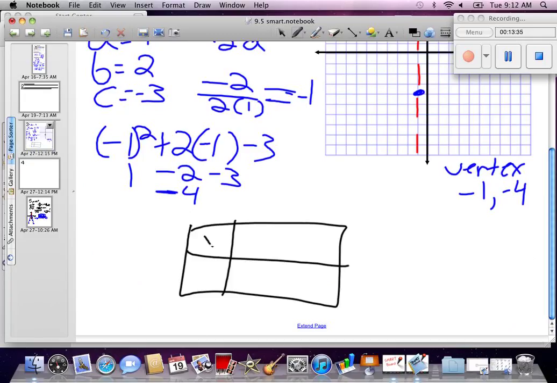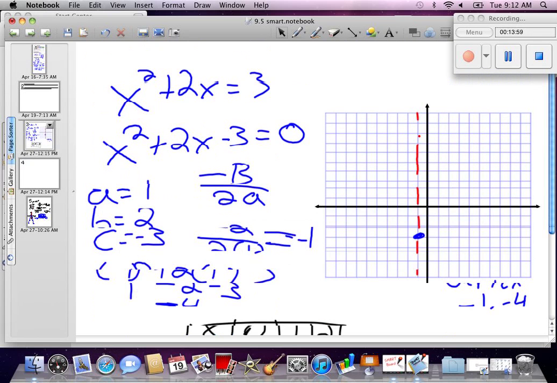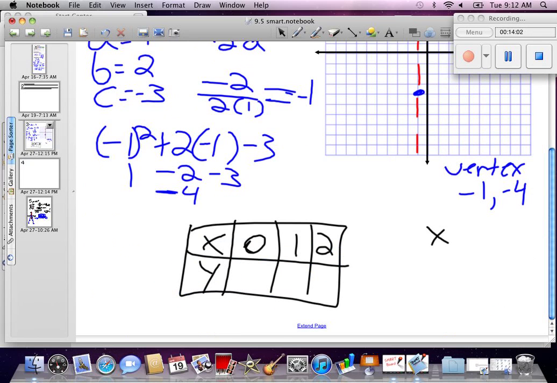So now I'm going to choose 3 points to plug in for x. I'm going to choose 0, 1, and 2. Do you guys know how she comes up with that? Once you plot your vertex, just do the 3 points to the right of the axis of symmetry. That's how you get the points you want to choose. Okay, so I'm going to plug in 0 to my original equation, which is x squared plus 2x minus 3.